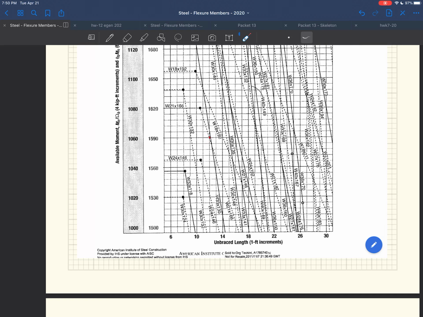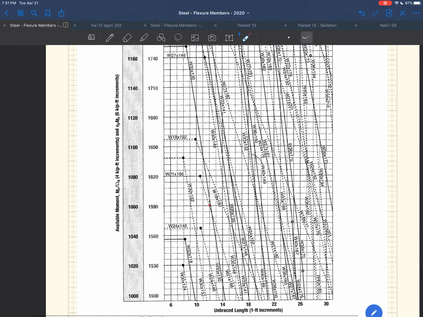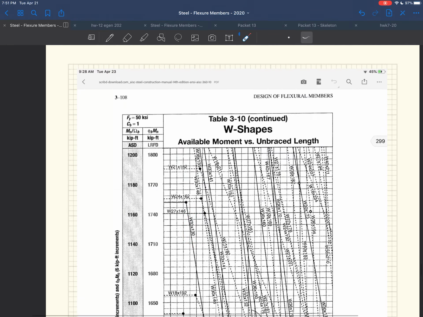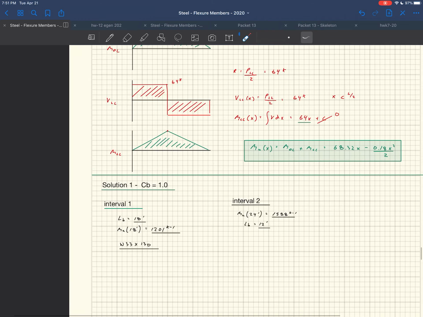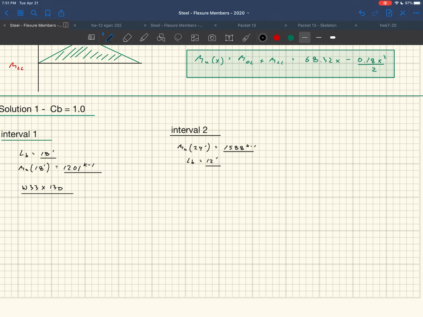Okay. And at this point, you read up and to the right. It looks like the first thing we hit is that solid. That solid is a W33 by 130. Okay. And I think you can see it up there too. W33 by 130. So according to that interval there, it would be the same size beam. It just happened to be that way. It isn't always that way.